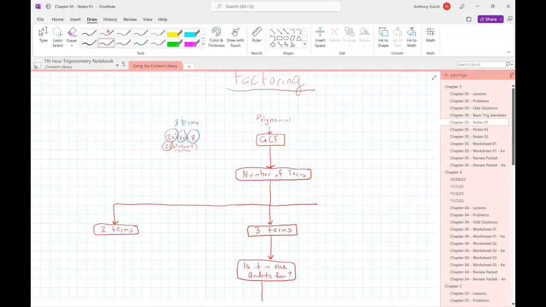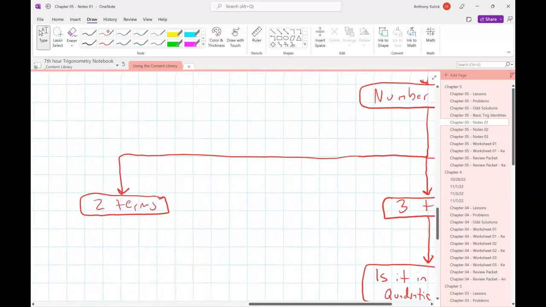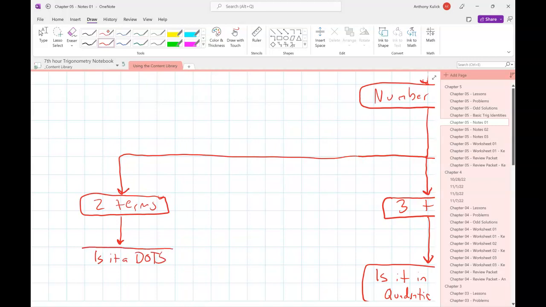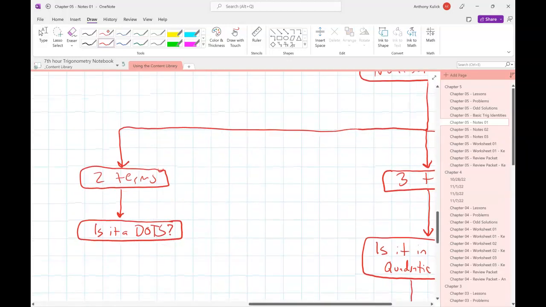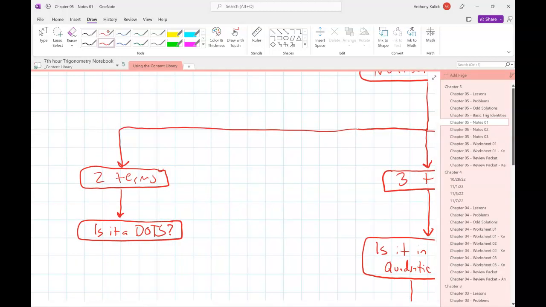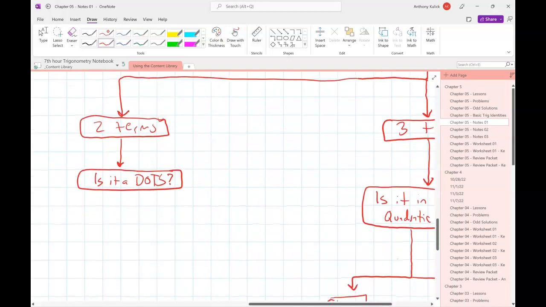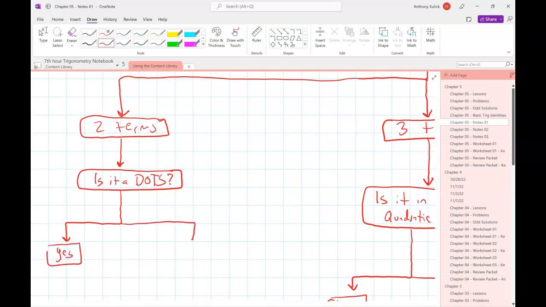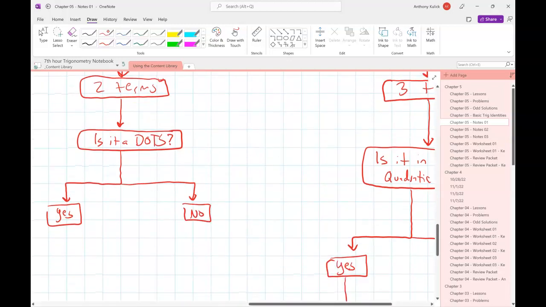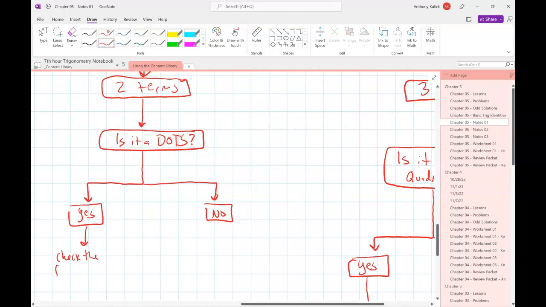Let's go build out this two-term branch then. The first thing we're going to check is, is it a difference of two squares? I abbreviate that phrase as DOTS, difference of two squares. If it's yes, then we need to check the factors down the two-term branch.